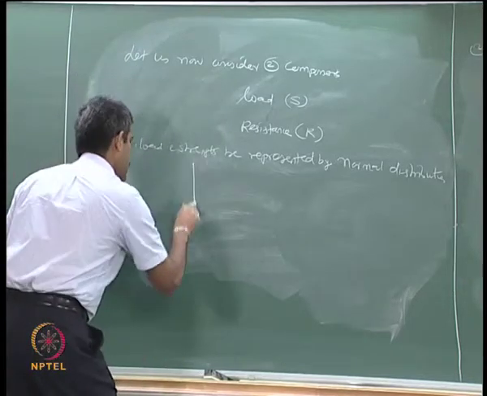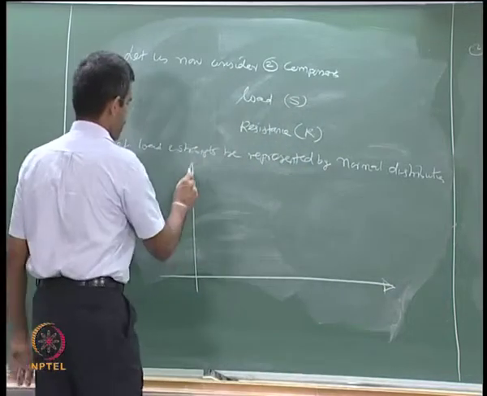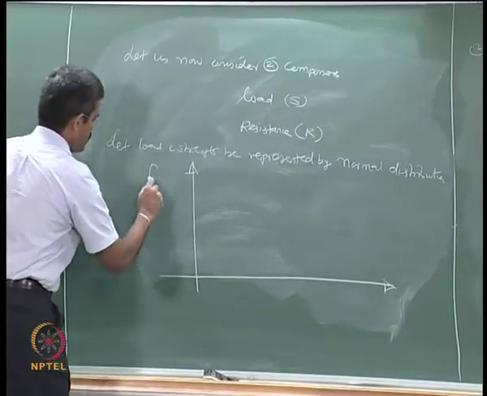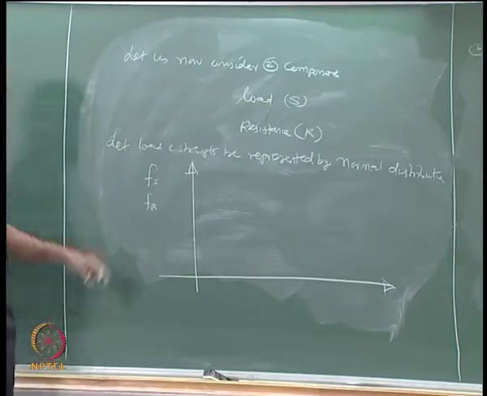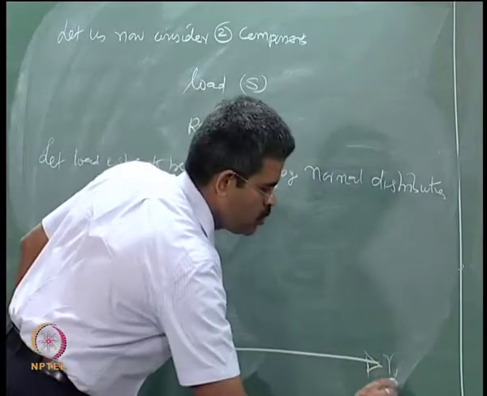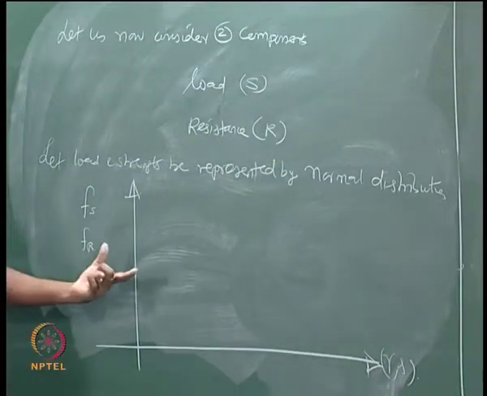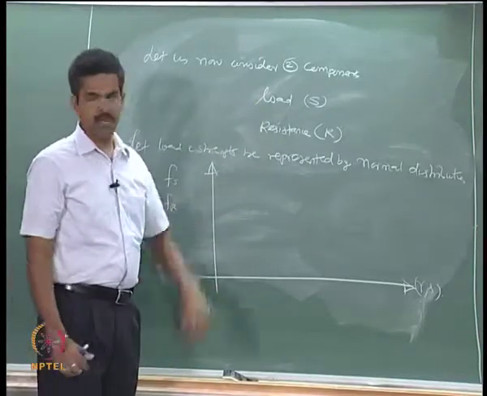So, I draw a figure here, which gives me both the frequency distribution for strength as well as resistance for the values of R and S. So, I am looking for two distributions, one is for the strength, sorry, the load, other is for the resistance.